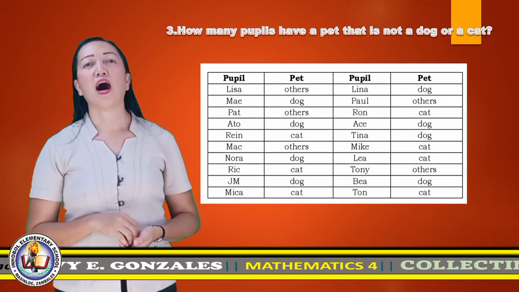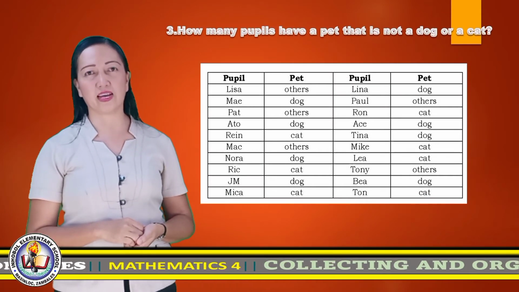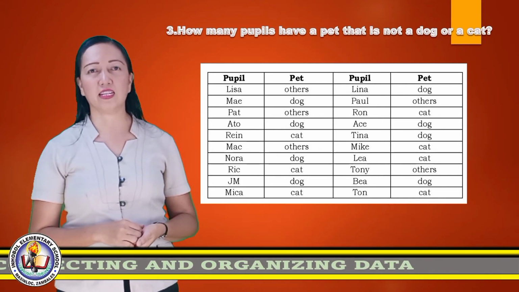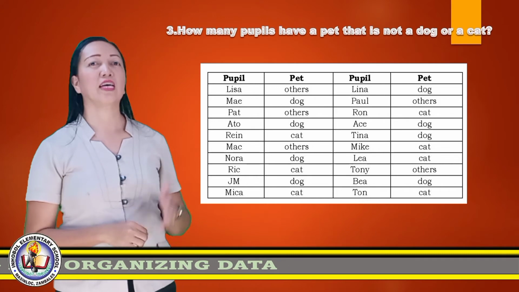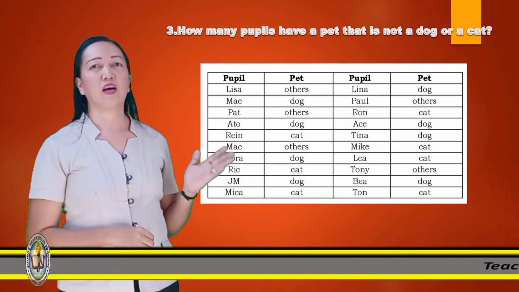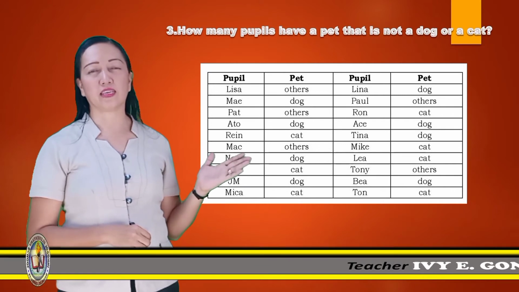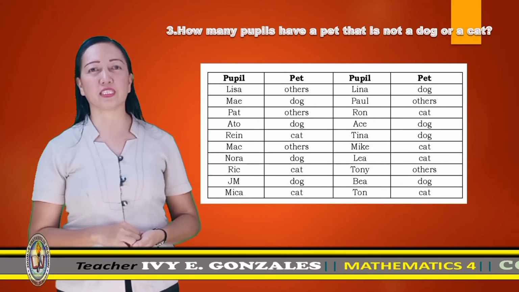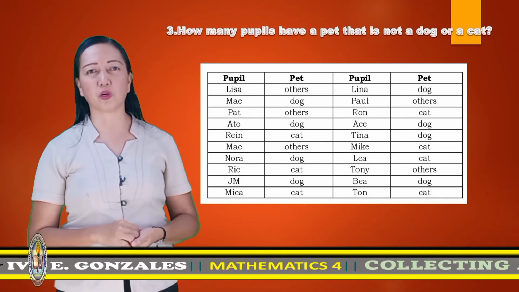Number 3, how many pupils have a pet that is not a dog or a cat? Again, let us count together. Lisa, Pat, Mac, Paul, and Tony. That's right! There are 5 pupils who have a pet that is not a dog or a cat.